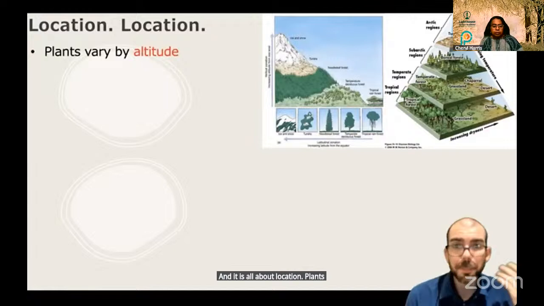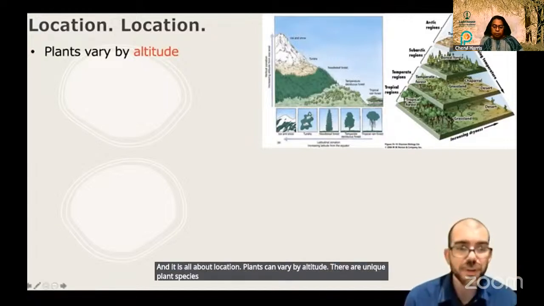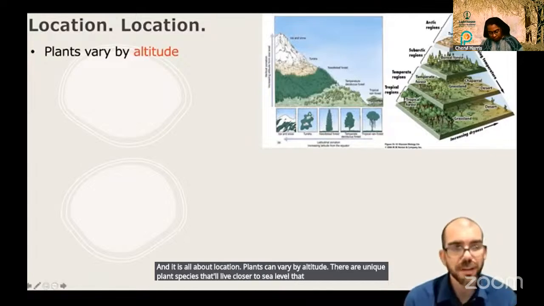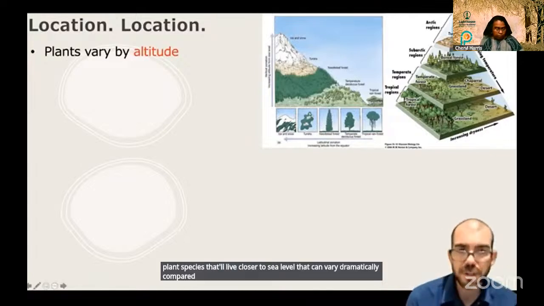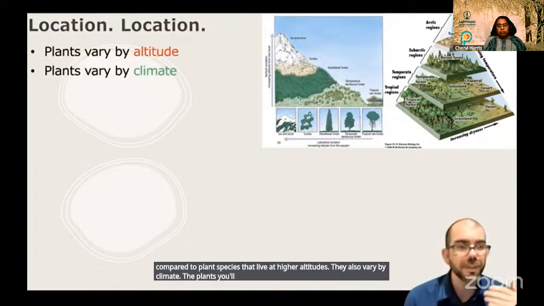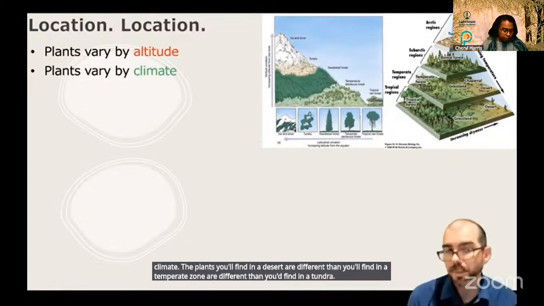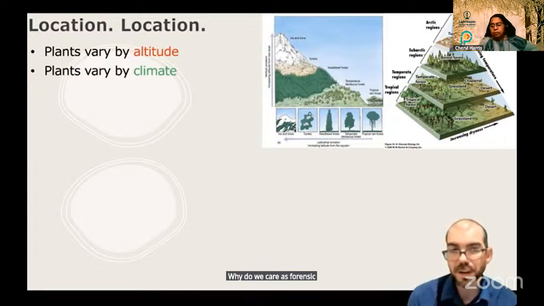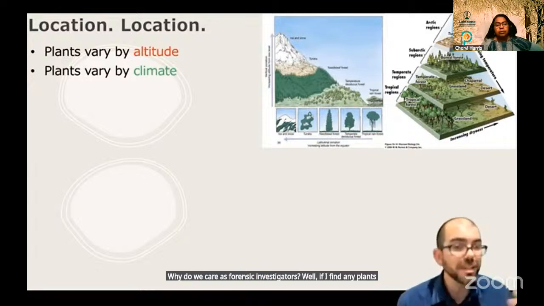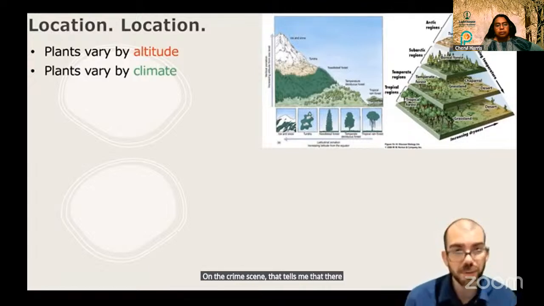Plants can vary by altitude. There are unique plant species that live closer to sea level that can vary dramatically compared to plant species that live at higher altitudes. They also vary by climate. The plants you'll find in a desert are different than you'll find in a temperate zone, or different than you'd find in a tundra. Why do we care as forensic investigators? Well, if I find any plants that are unique to the desert on the crime scene, that tells me that there was some involvement in a desert location.